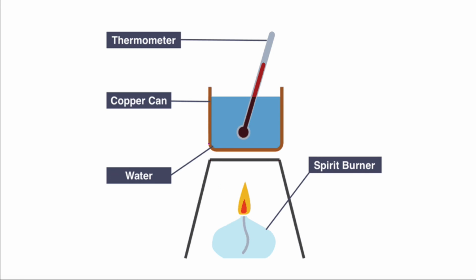And then at the top over here it says copper can. It can be anything, so we could have used a beaker, anything that's obviously not flammable. So we've got this copper can over here. In this copper can we put our water, and you need to know what the volume of the water is because that's important when it comes to our calculation.